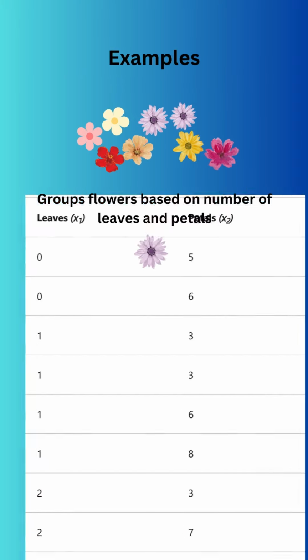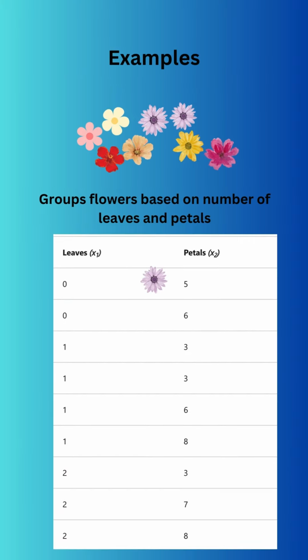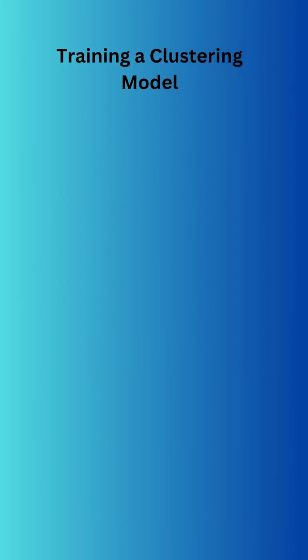Now, coming to the example. Here we have a sample of flowers and its features, such as number of leaves and petals, given as x1 and x2. Here, our goal is not to identify the different species, rather, just to group the similar flowers based on their features. Now, coming to the training of a clustering model.